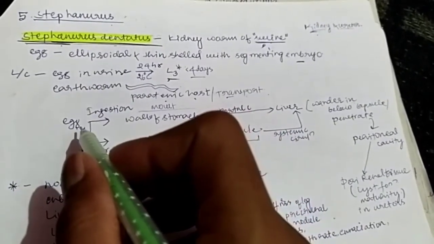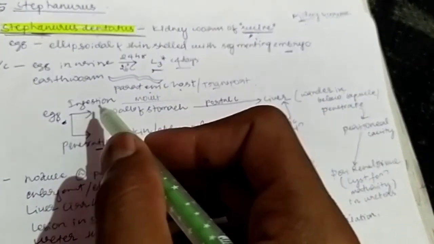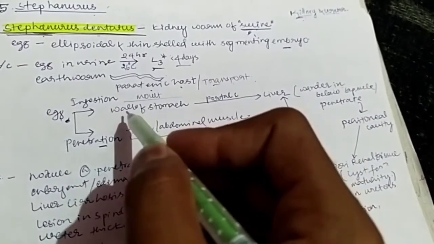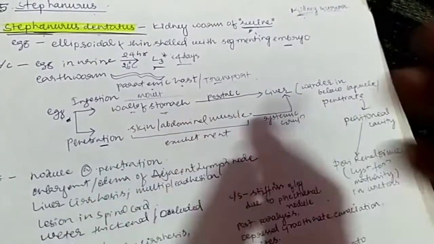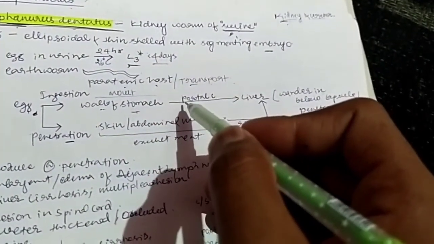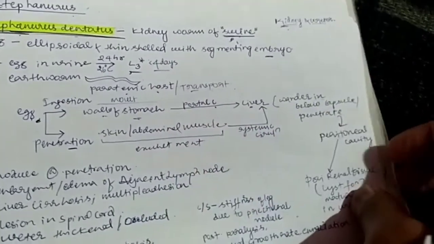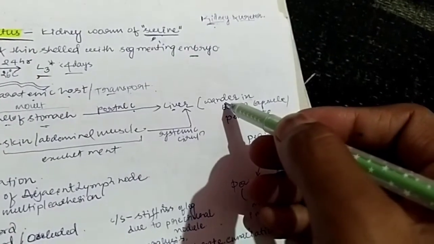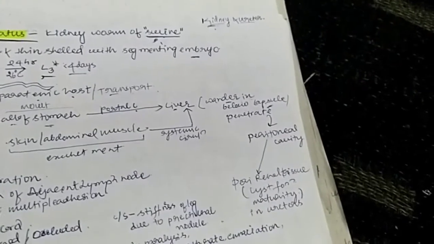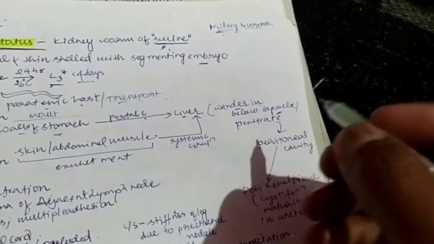Sometimes the eggs may also be ingested by the host, and the eggs will liberate the larvae, and those larvae will molt during the penetration of the stomach wall. After penetration of the wall of the stomach, the larvae will enter the portal circulation, thereby reaching the liver. In the liver, they will wander below the capsule. The liver is covered by a capsule, and just below the capsule the larvae will start migrating.